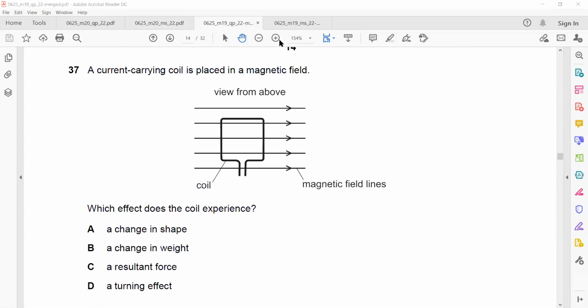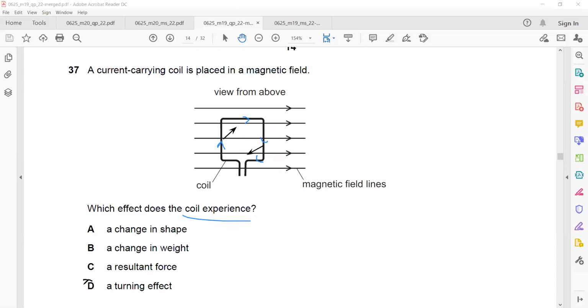A current carrying coil is placed in a magnetic field. Which effect does the coil experience? This is a current carrying conductor, a rectangular wire placed in a magnetic field. Whenever there is a rectangular wire, it will always rotate. Why will it rotate? Because one side experiences force in, the other side experiences force out, and this causes a turning effect.